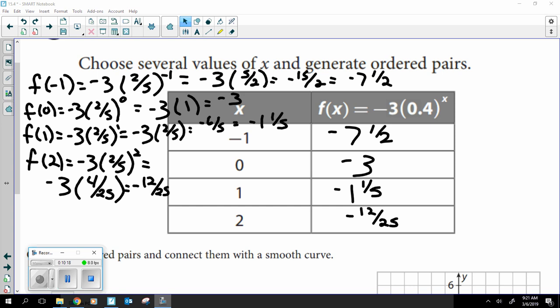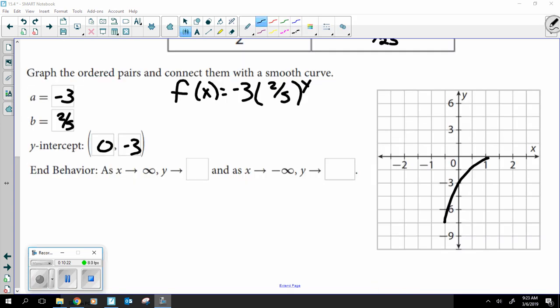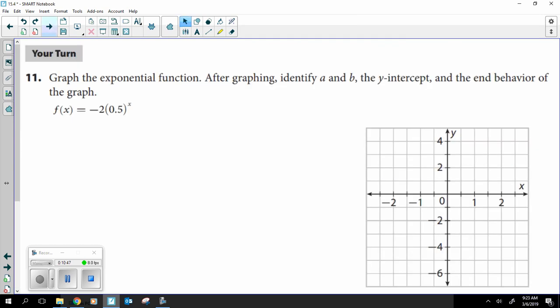Okay, so here's those values worked out. I'm going to go ahead and go below and graph those. I've started to fill things in for us because that should become pretty automatic now. The only thing I really want to talk about is end behavior. As x approaches infinity, you can see y is getting closer and closer to 0. And as x approaches -infinity, y shoots off into outer space, but in a negative aspect. So that's -infinity.